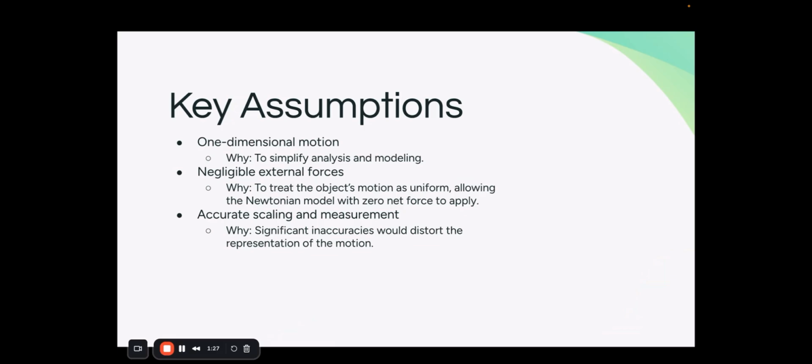For starters, I had to assume one-dimensional motion, so we're ignoring any motion that wasn't in the x direction. Next, friction, air resistance, and other external forces are assumed to be negligible, so they don't affect the constant speed motion. Lastly, we have to assume that the calibration stick provides an accurate scale for converting video pixels to real-world distances. We utilized the meter stick in our video to ensure as much accuracy as possible here.